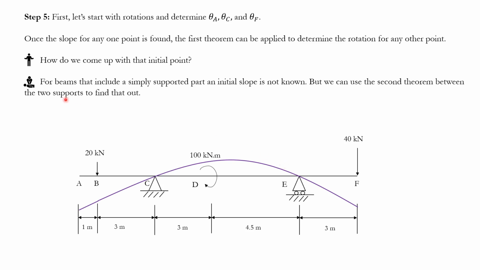How can I do that? See here, I talked about the simply supported part. Between those two points, just find TC with respect to E or TE with respect to C. That's it. So anytime you have a simply supported scenario and you're looking for rotation at any point, the first thing you're going to do is go to the simply supported part and just find TC with respect to E or TE with respect to C, okay?